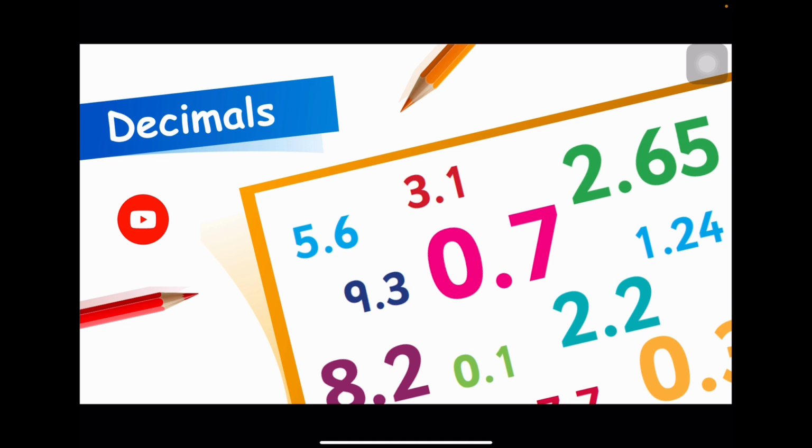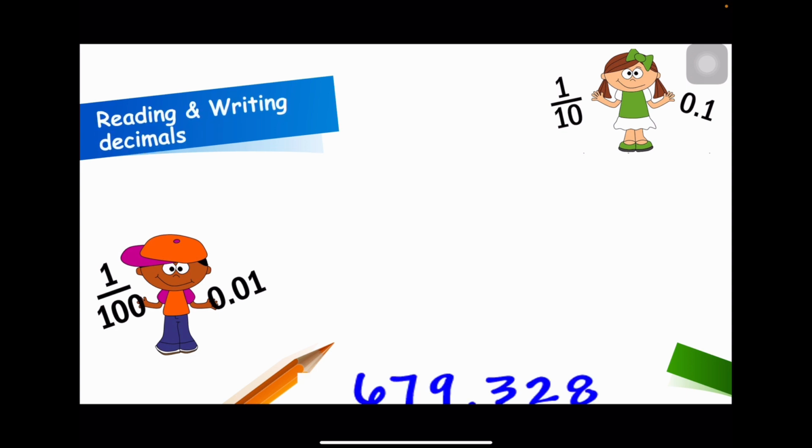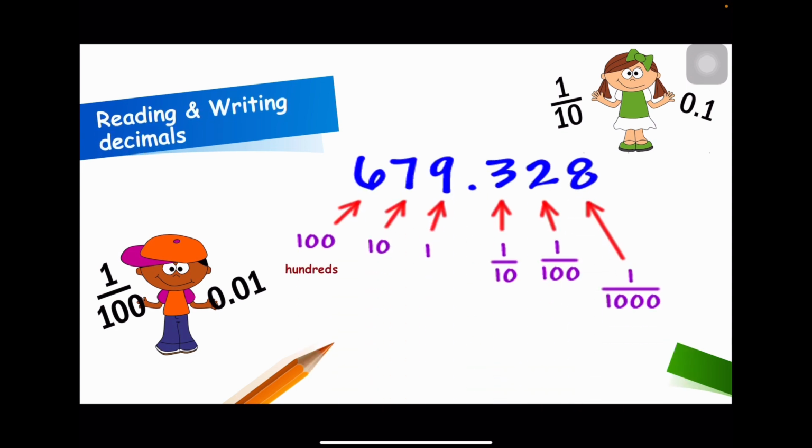Okay, before we study today, I want you to try to read some examples of decimals. I circle and you read the number that I circle. 0.7. Yes, 2.2. Just examples.